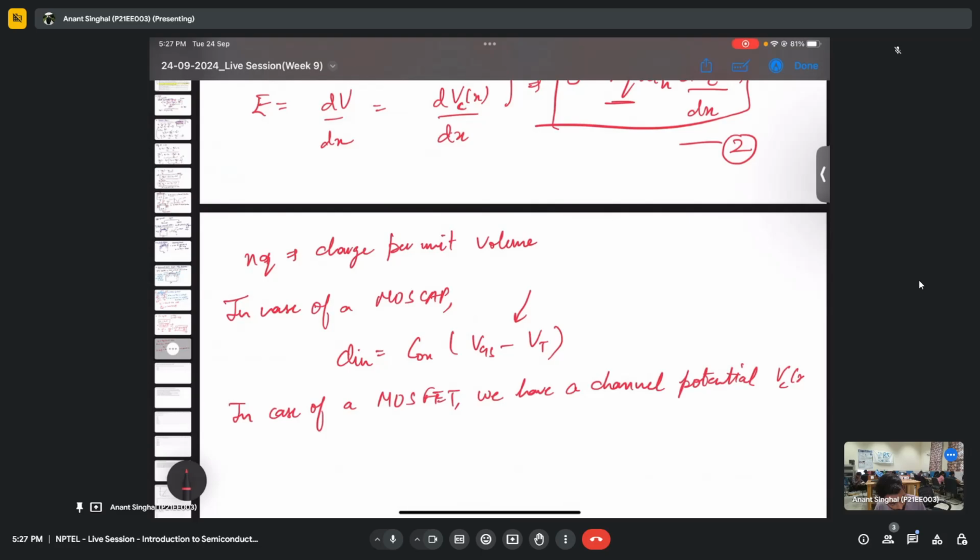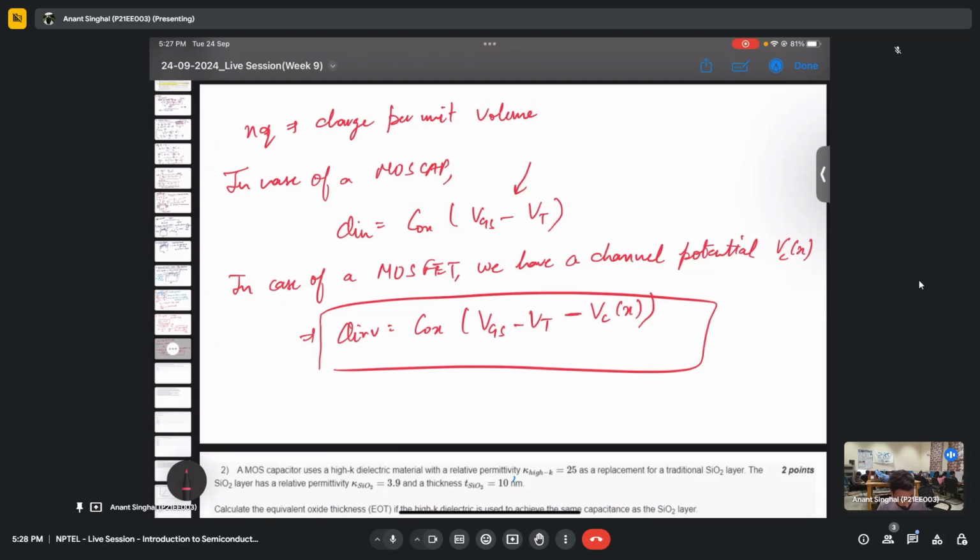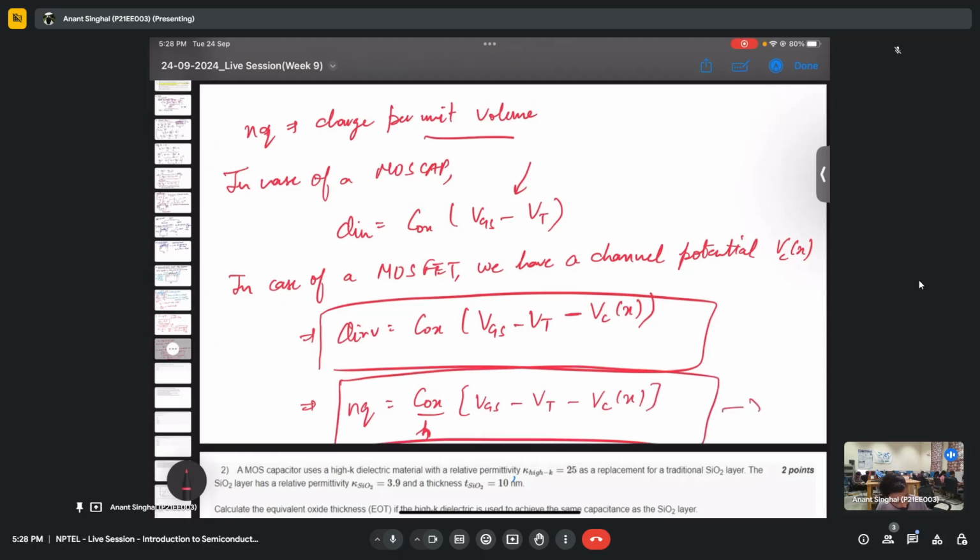So now the inversion charge will be the difference between VGS minus VT, which is the same, but we will have a certain potential difference, that is VCX. And since it was the charge per unit volume, I need to have it per unit area, so I'll just divide it by the height and everything remains the same. So let's say this is nq. This is equation star. Is it clear till here?